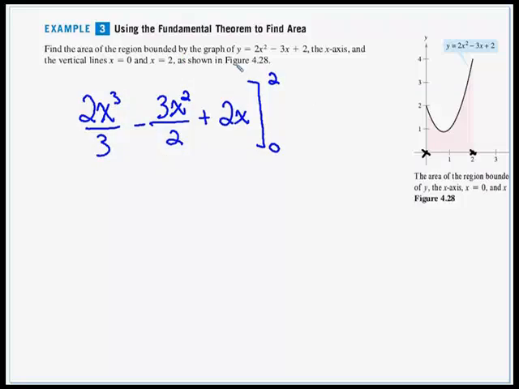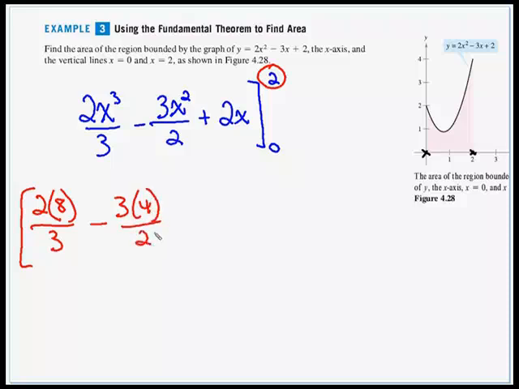So we start with the upper limit 2. We plug 2 in for x, and we'll have 2 times x to the third, or 2 to the third is 8 over 3, minus 3 times 2 squared is 4, divided by 2, plus 2 times 2 is 4.